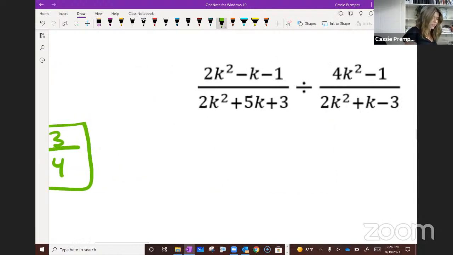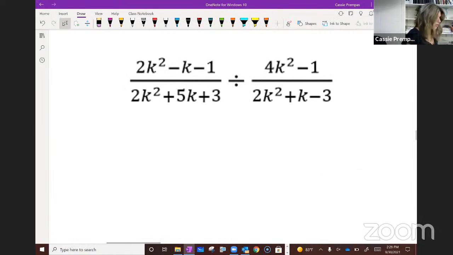All right, let's do this last one together. And then the other two I'll have you practice either on your own or with a partner. Okay, looks scary, but we can make it less scary by factoring. So let's take a look at this first fraction.